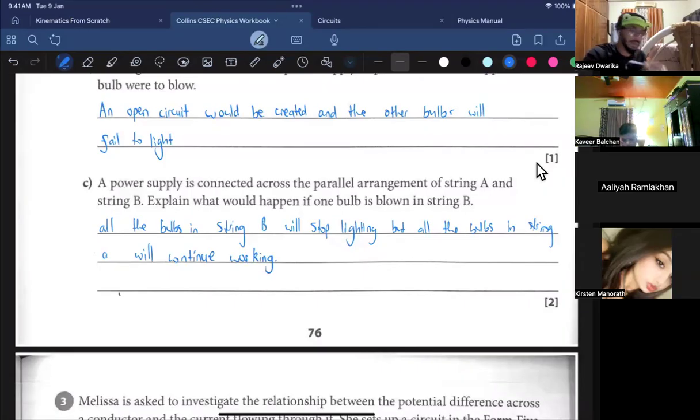All right, an additional point. If we are no longer supplying power to string B, then all the power will go to string A. Do you think string A would start to light a little brighter? Yeah, because more current is going to it, because it's not being divided anymore. Additionally, the bulbs in string A will shine brighter because the current isn't being divided.